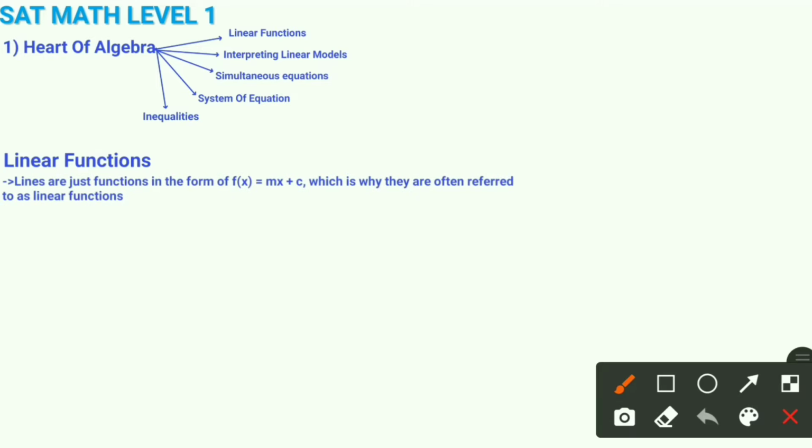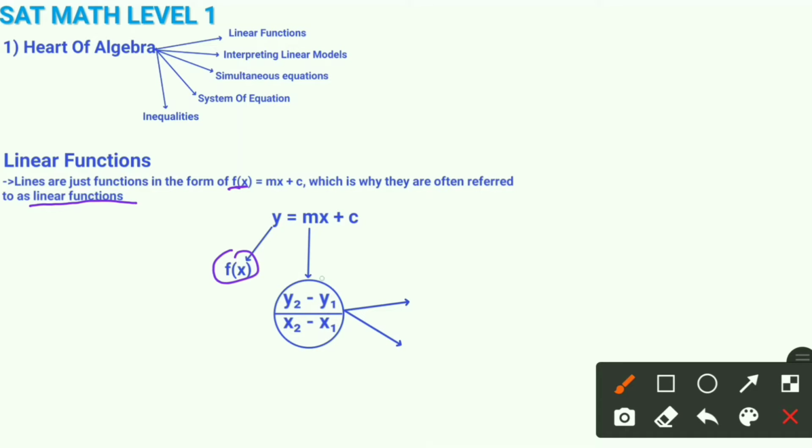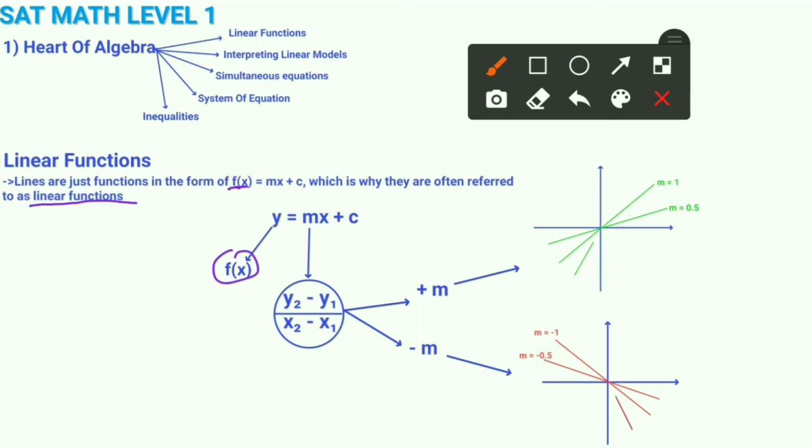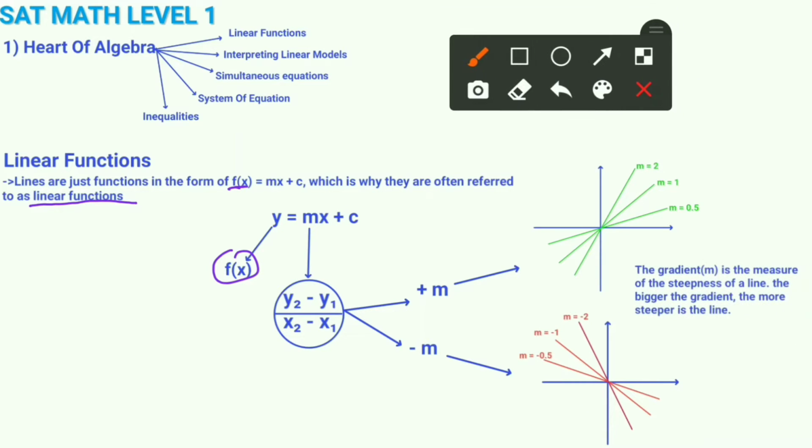Okay, linear function. Lines are just functions in the form f(x) = mx + c, which is why they are often referred to as linear functions. So it's a function. y = mx + c. You can also denote it as f(x). This is the gradient. It could be a positive gradient or a negative gradient. The gradient m is the measure of the steepness of the line. The bigger the gradient, the steeper the line.